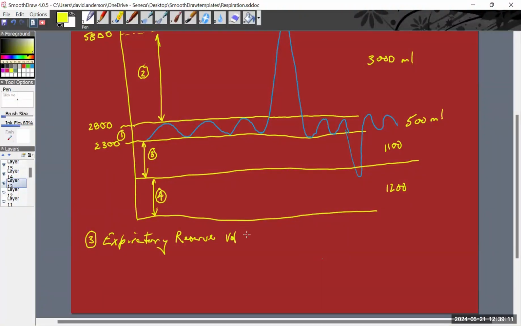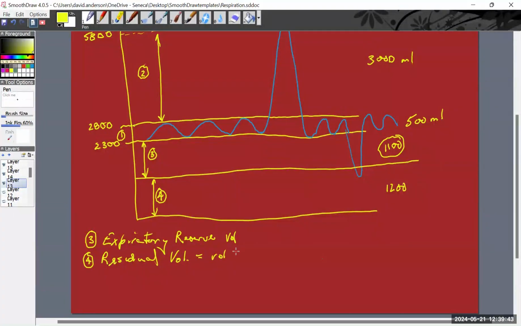So this is the extra air you could breathe if you forced air out. So this is going to be the volume of air that can still be expired when you force it. So in our diagram here, that represents about 1,100 mils. And then number four, this is an important one. This is one that I would probably ask you a question on. The residual volume.